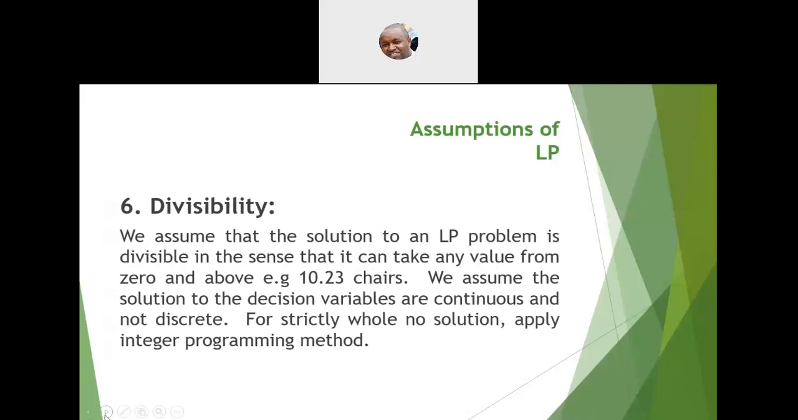Then there's divisibility. Divisibility assumes that we can divide into smaller parts, so long as our solution takes any value between 0 and above, nothing below 0. We'll see what nothing below 0 would mean. Therefore, we could have 0.56. That's what we are assuming. We could have 10.5 seats. In other words, we assume that the decision variables are continuous and not discrete.